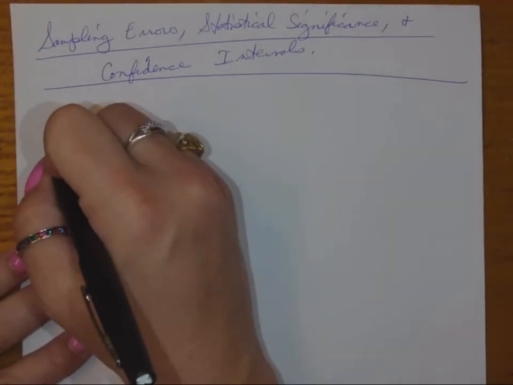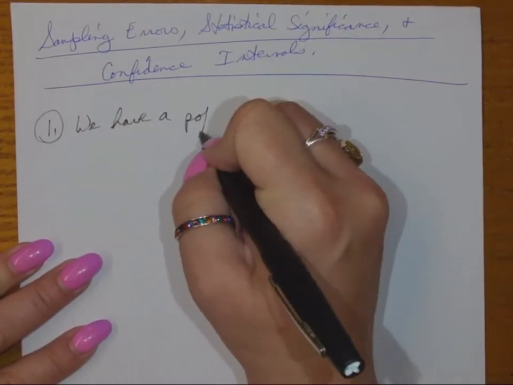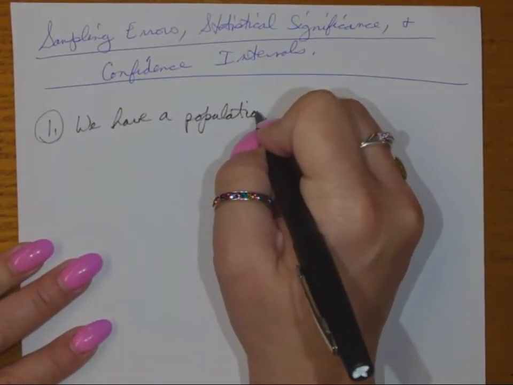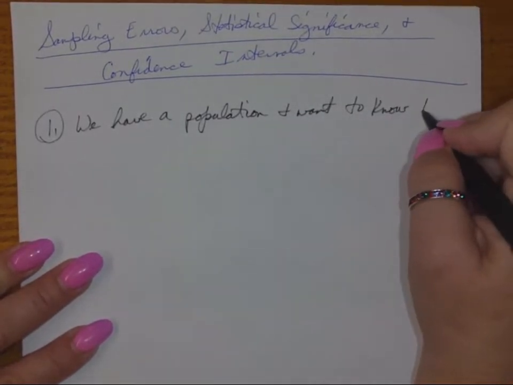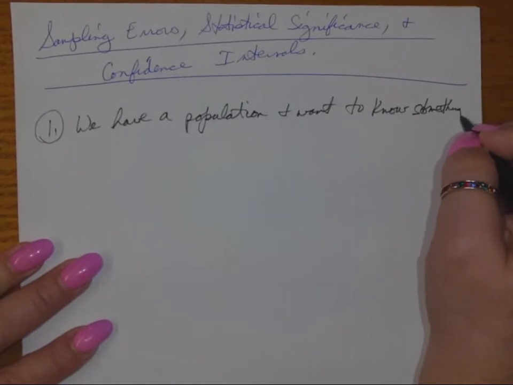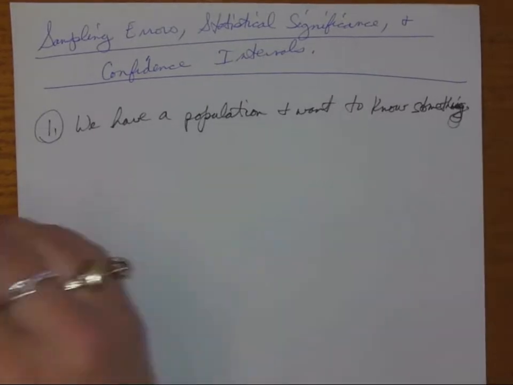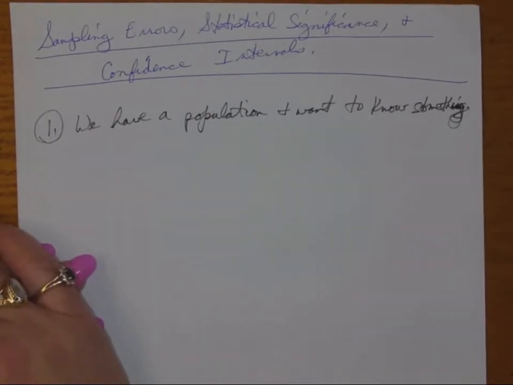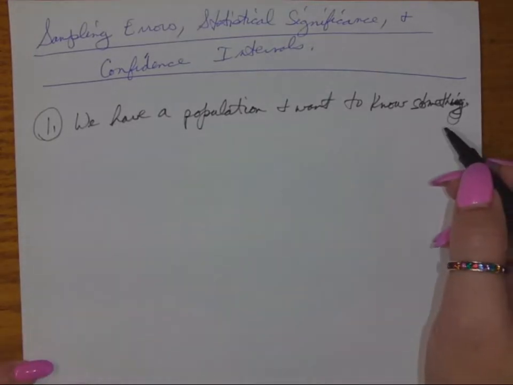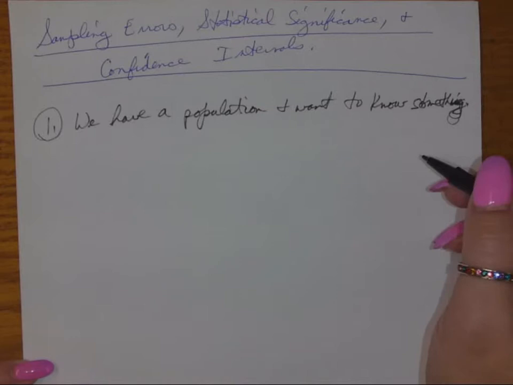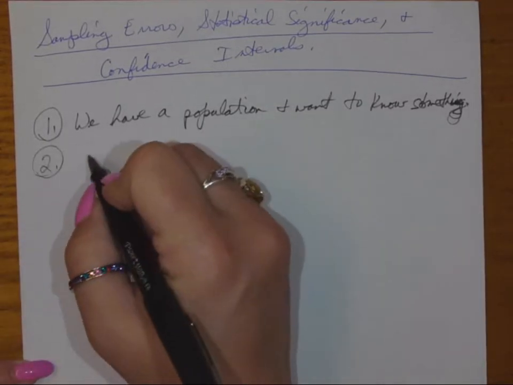We have a population, and we want to know something about that population, right? Let's go back to our favorite color on the campus. I know y'all are probably tired of hearing about that particular example, but we have a population, we want to know something about them, okay? But we don't want to do a census. We don't want to sample or to survey the entire population. So instead, we take a sample, right?